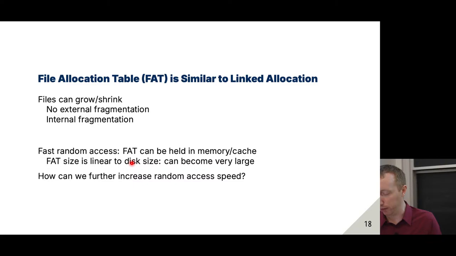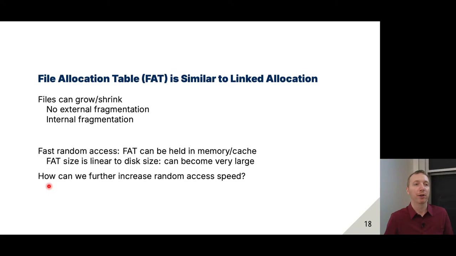So how could I make random access speed go faster? Hint, don't use linked lists. So if I don't use a linked list, how could I describe a file smarter?